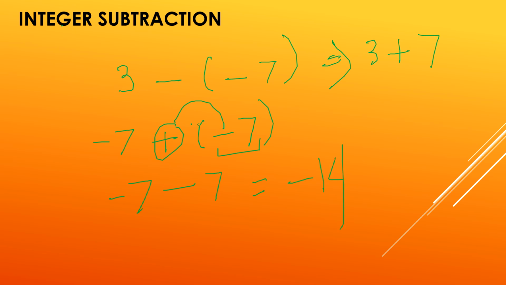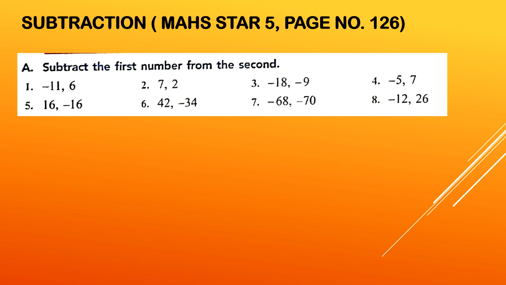Okay. So these are some of the rules that we have to understand when we are doing subtraction of integers. So now let us do this one. Subtract the first number from the second. So in the case of the first question, 6 minus minus 11. There is a bracket here. Always put a bracket. So you see, removing the bracket will give us plus 11. So your answer will be 17.